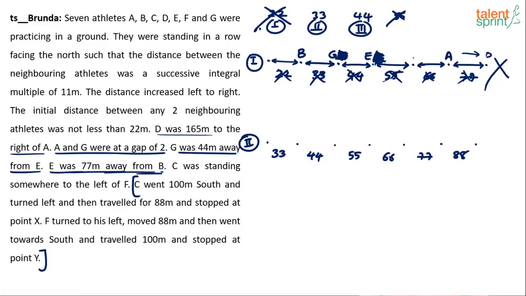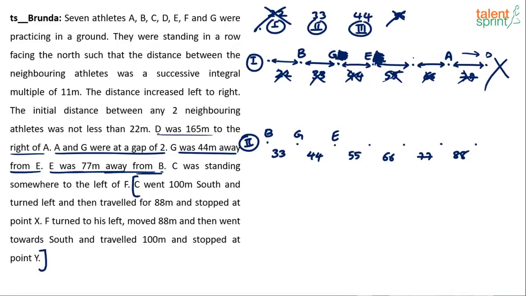Now try to fix the points. I think I'll start with this. G was 44 meter away from E, and E was 77 meter away from B. So the only way is again this. B has to come here and G here and E here. Like how we had done earlier, right? I don't need to explain the same thing again. So between G and E that's 44, and between B and E there is 33 plus 44, 77. So these 2 points are satisfied, right?